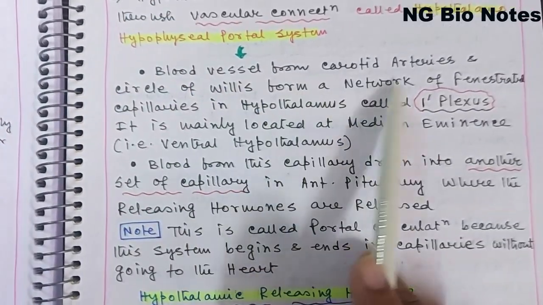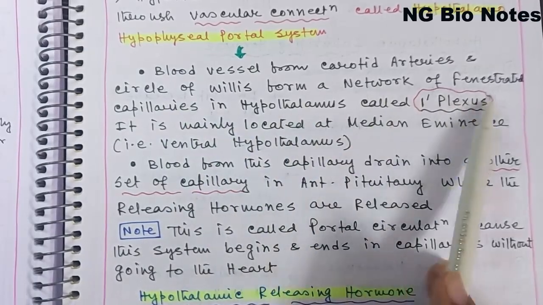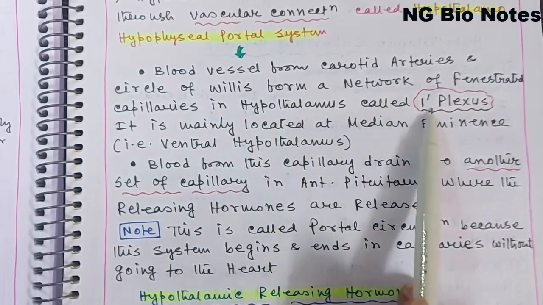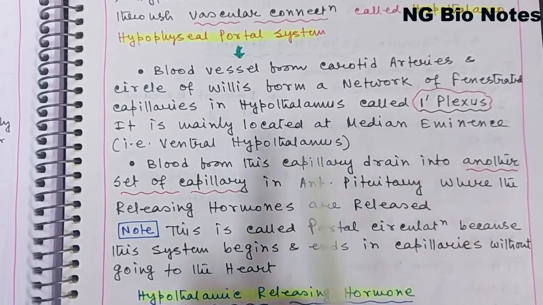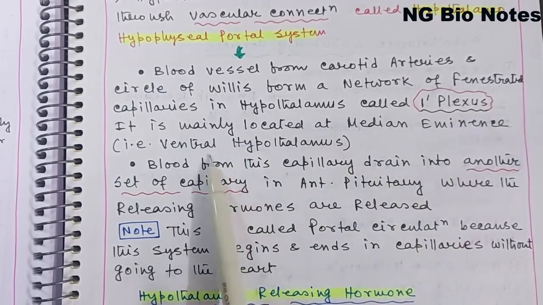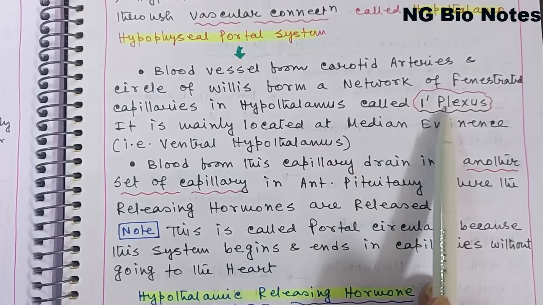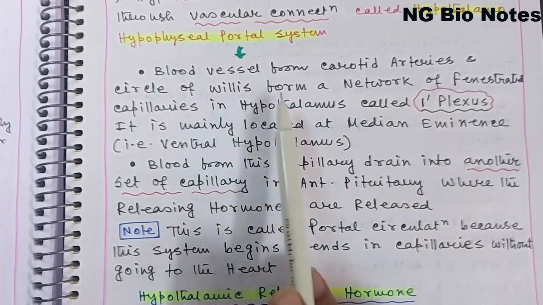Blood vessels from the carotid arteries and circle of Willis form a network of fenestrated capillaries in the hypothalamus. This is called the primary plexus. It is mainly located at the median eminence, or ventral hypothalamus. This primary plexus arises from the carotid arteries and circle of Willis.